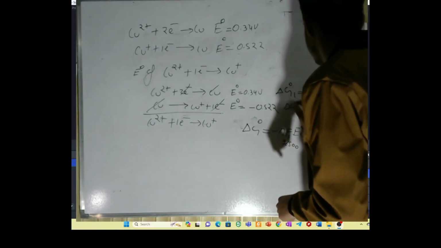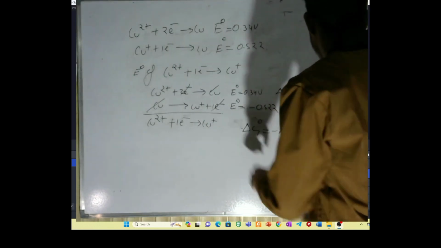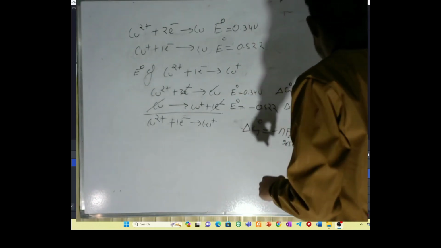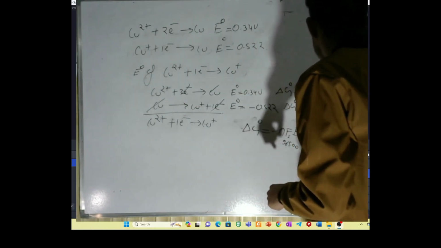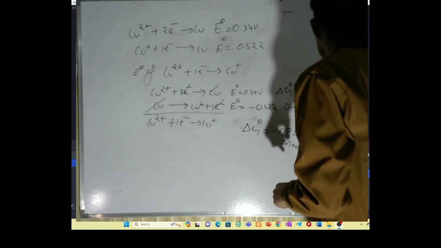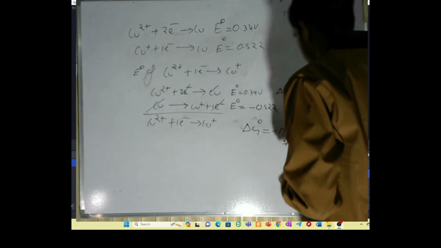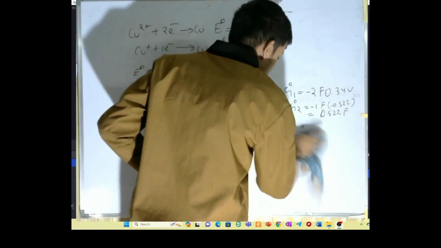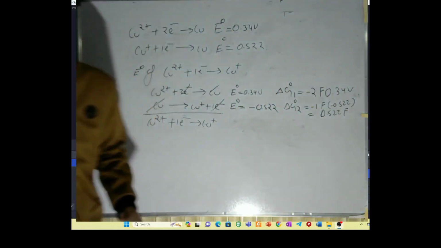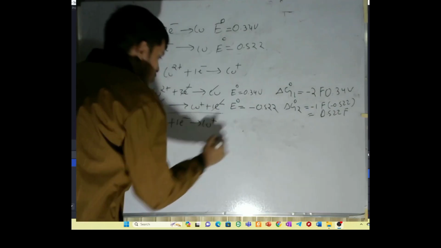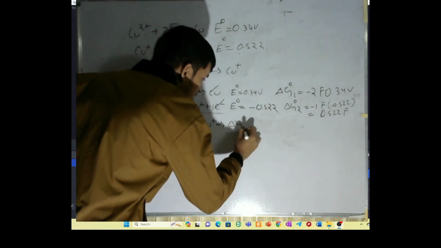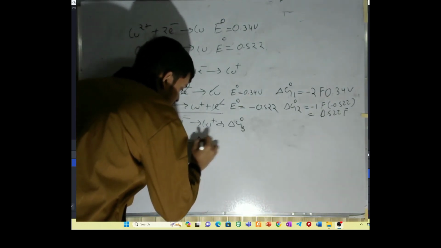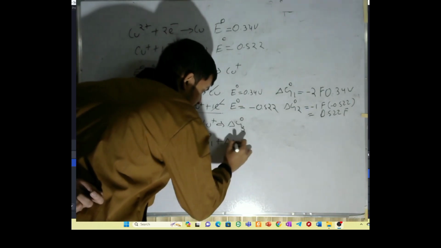Let's calculate delta G naught 2. Here it is 1 electron, so minus 1 Faraday times, that is, minus 0.522 Faraday. Now these two will cancel out, giving 0.522 Faraday. Now add these two free energy changes. Let's suppose this is the standard free energy change of the third reaction. So this will be the sum of delta G naught 1 plus delta G naught 2.